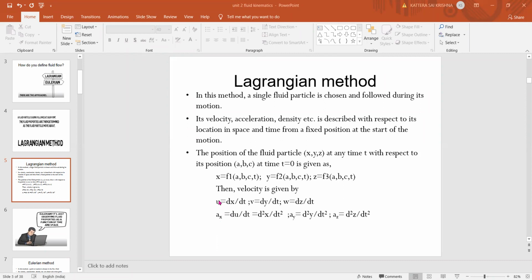So ax becomes du by dt, where u is the velocity in the direction of x, which gives d square x by dt square. Similarly, in y direction, acceleration ay equal to d square y by dt square. And in z direction, acceleration az equal to d square z by dt square. So these are the accelerations and these are the velocities in the x, y, and z directions when we are considering the Lagrangian method. Here we are going to consider only a single fluid particle in the full flowing fluid.